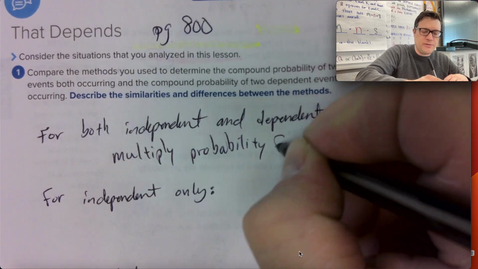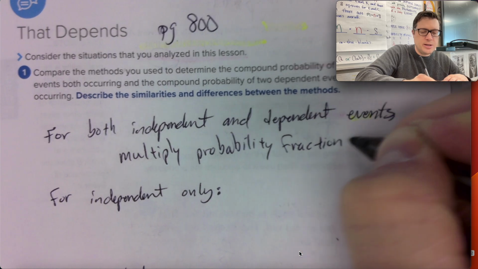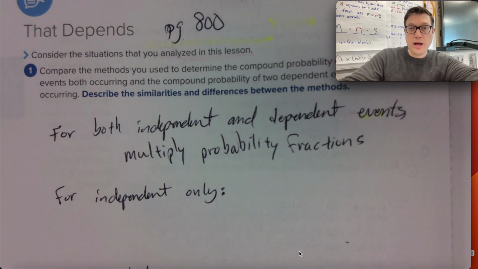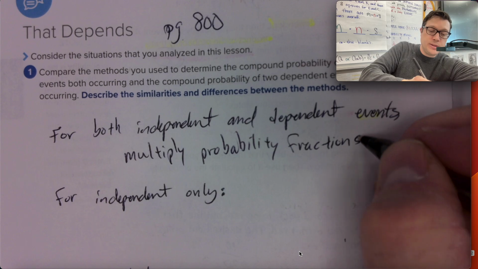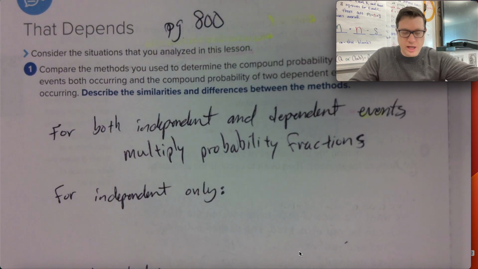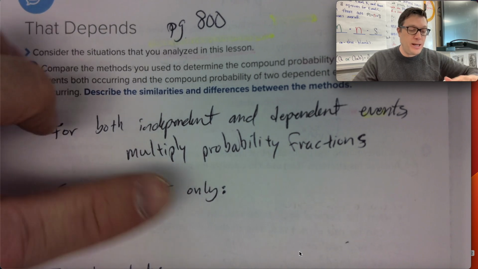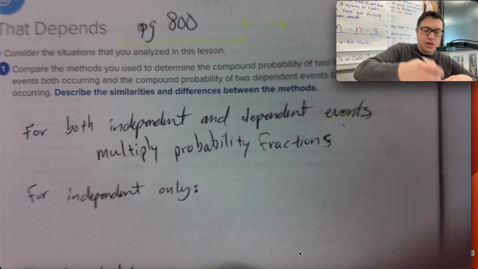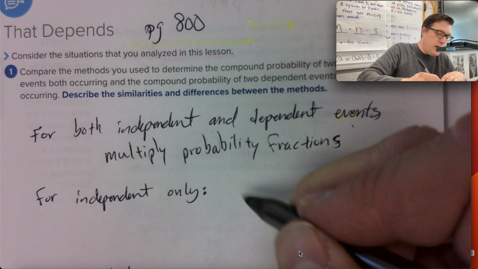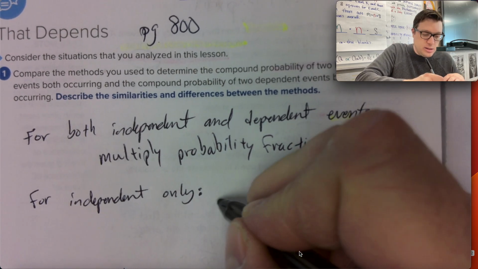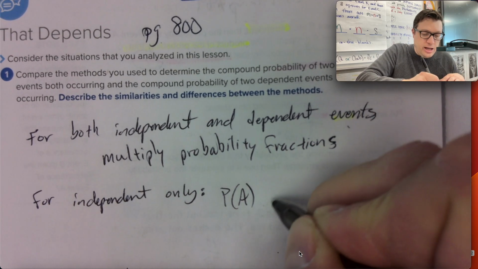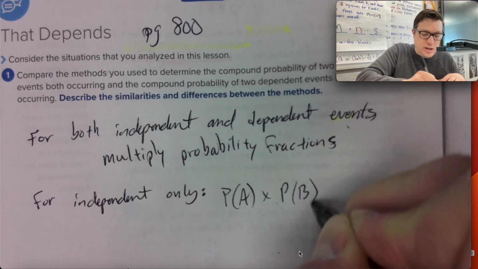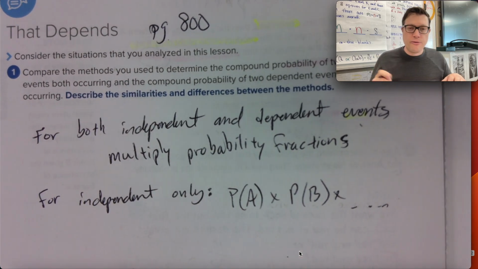I should say probability fractions, right? Because there's always been the idea of how many events or outcomes have the desired result that we want out of the total number of options. If you're talking strictly independent events only, then it's just probability of the first event, so probability A times probability B, and you just continue multiplying out forever.